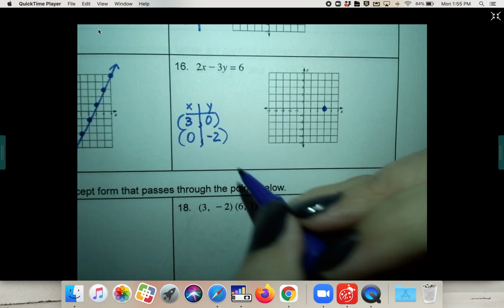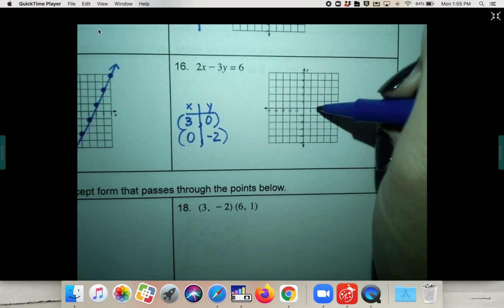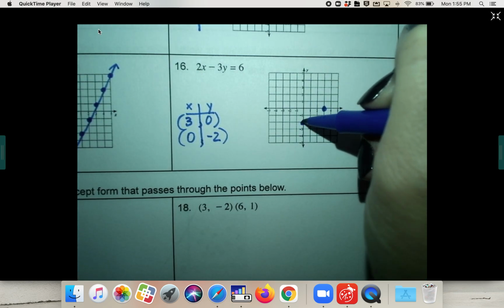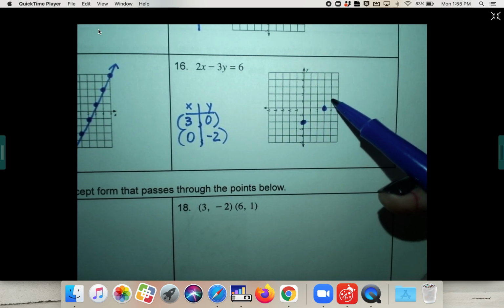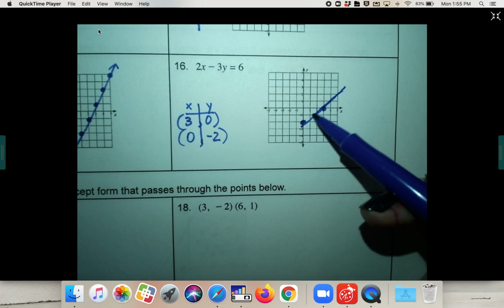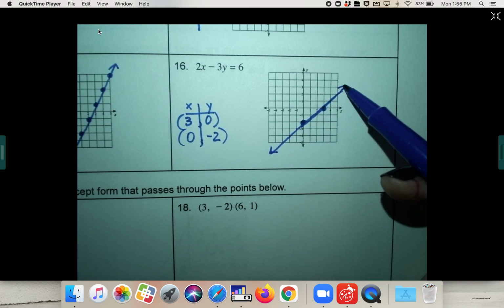And then you can go plot that. 0, negative 2. 0, negative 2. So now we have a y-intercept and we have an x-intercept, which means we can draw a line. Oh, that's not very straight. That's okay. Through those 2 points.